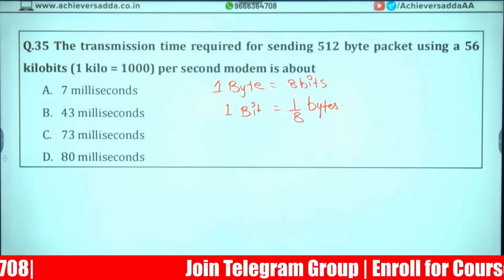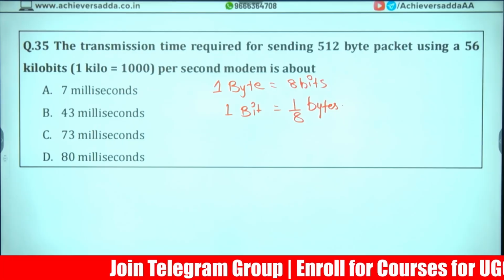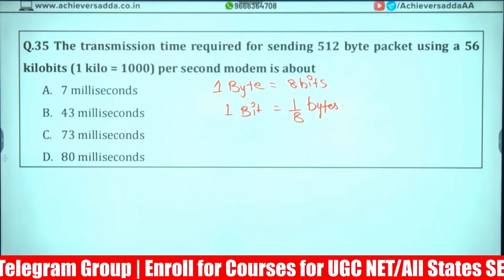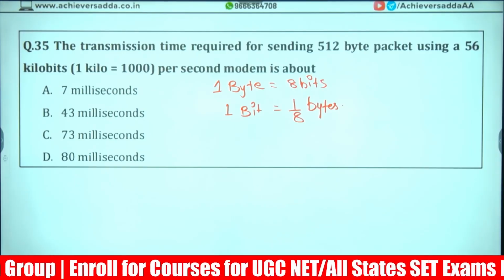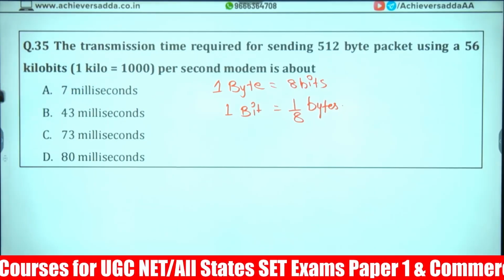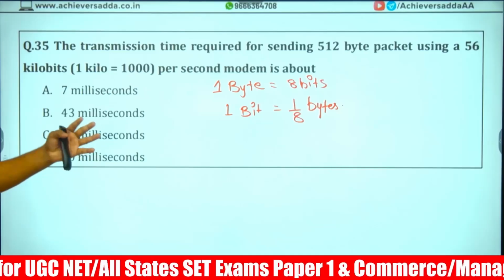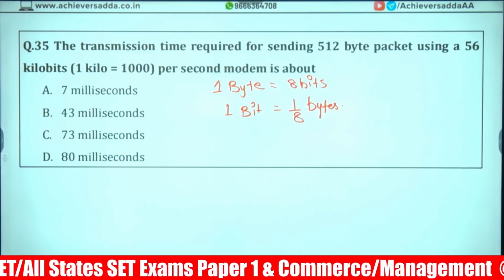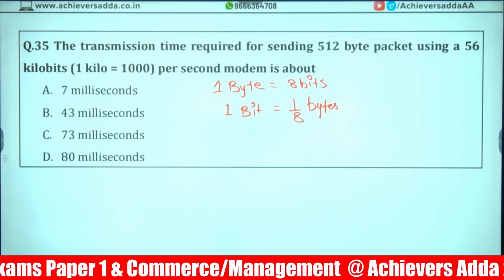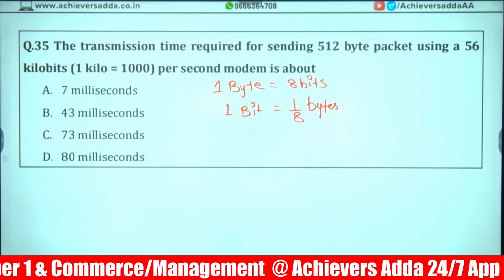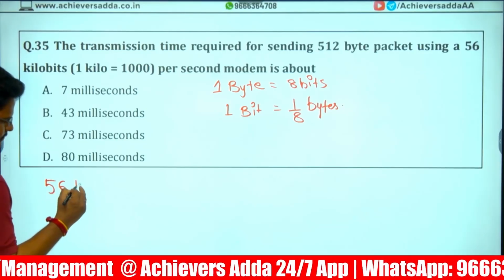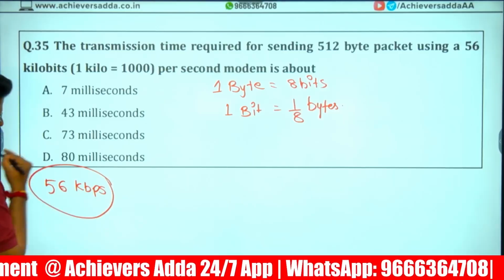Based on that, now you arrive at the answer slowly. 512 bytes is given. Here byte is given, there bits is given. We should convert byte into bit or bit into byte. Any one we require a conversion. And speed is already given. Speed is 56 kilobits per second, kbps. 56 kbps is given. Kilobits per second is 56.